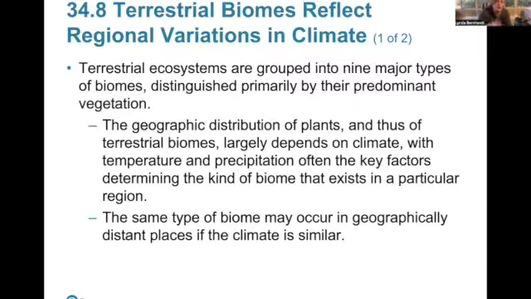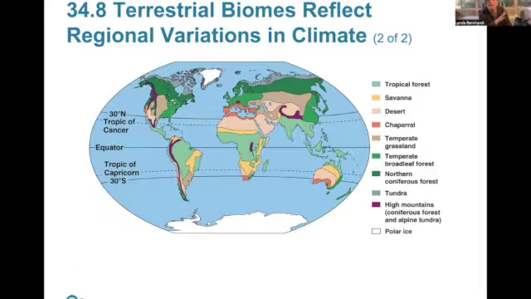All right, terrestrial biomes. Terrestrial means on land. And so these are going to be broken up into 9 major types. These are going to be primarily explained or distinguished by the types of plants, the types of animals, and the climate. So, quick little thing to try to show you the basic biomes.